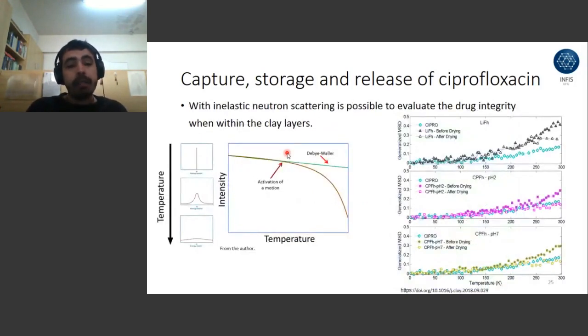I did some studies using neutron scattering. Neutron scattering techniques are really powerful, but it is difficult to obtain access to this kind of facilities. So I was lucky that I could perform these measurements. And with neutrons, I was able to evaluate the condition of the drug when intercalated, while the drug is within the clay layers. I'm showing here the generalized mean square displacement as a function of temperature.